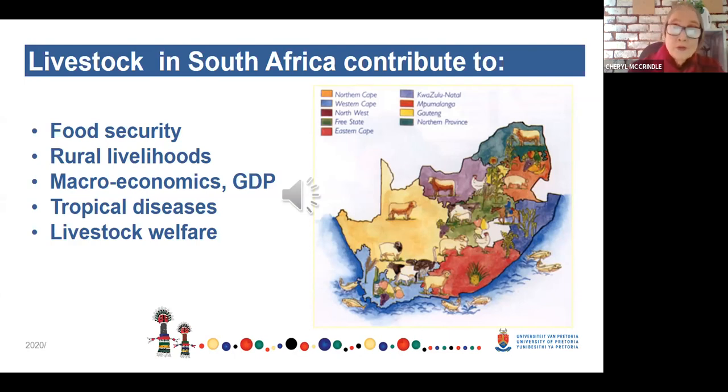Tropical diseases are a real problem here, and livestock welfare is very closely linked to food security as well as livestock diseases that we have. So you can see this little picture here. There are our different provinces: Northern Cape, Western Cape, Northwest, Free State, Eastern Cape, KwaZulu-Natal, Mpumalanga, Gauteng and Northern Province, and little pictures of the kind of livestock that occur in each of these.